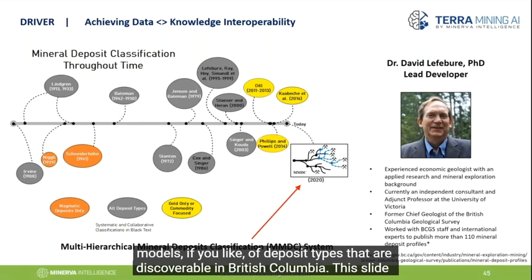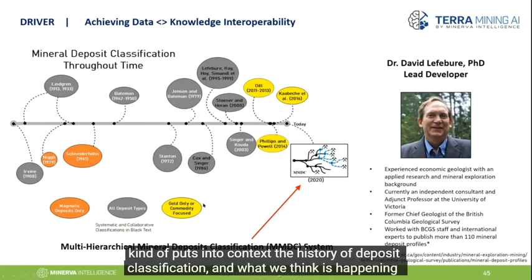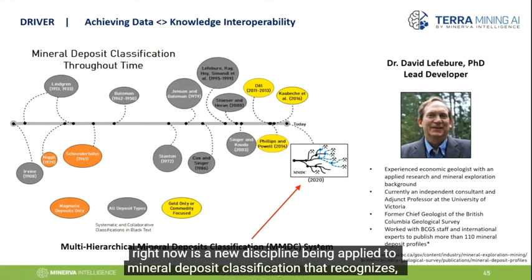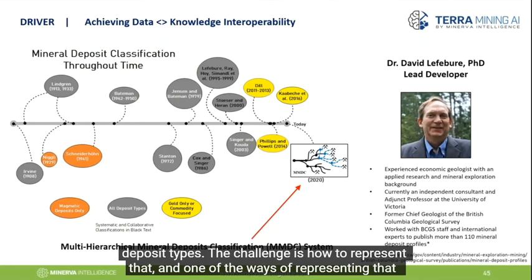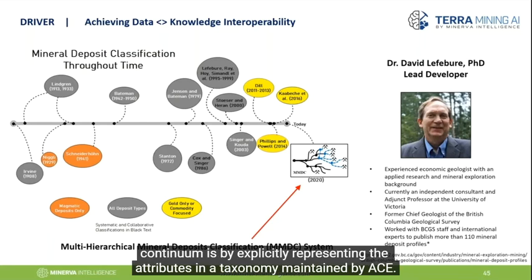So this slide puts into context the history of deposit classification, and what we think is happening right now is a new discipline being applied to mineral deposit classification that recognizes perhaps a need for additional broader classes that recognize the continuity between deposit types. The challenge is how to represent that, and one of the ways of representing that continuum is by explicitly representing the attributes in a taxonomy maintained by ACE.